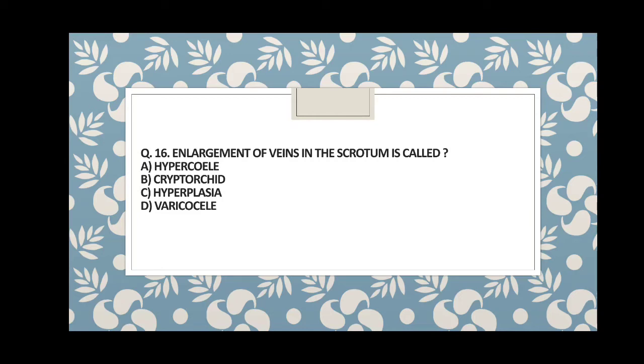Hyperplasia is the benign tumor in the prostate gland. Cryptorchidism is the failure of the testes to come out of the body into the scrotum. Hypercele is nothing, it's rubbish, and I have used this term randomly. So guys, the answer is D, and you must remember the B and C terms.